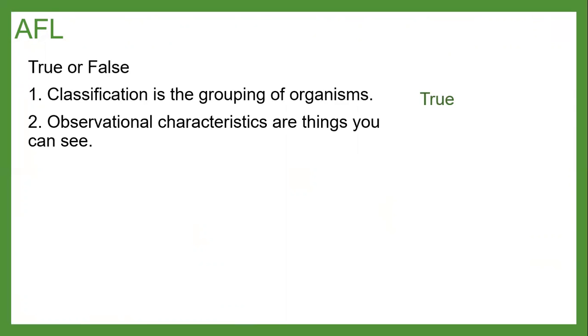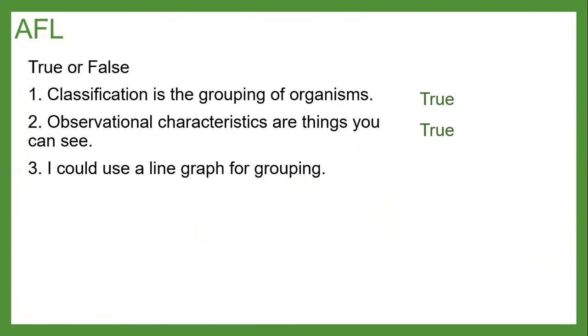Question 2. Observational characteristics are things you can see. True or false? The answer is true. Question 3. I could use a line graph for grouping. True or false? The answer is false. You'd use a Venn diagram, you'd use a tree diagram, or you'd use a Carroll diagram.